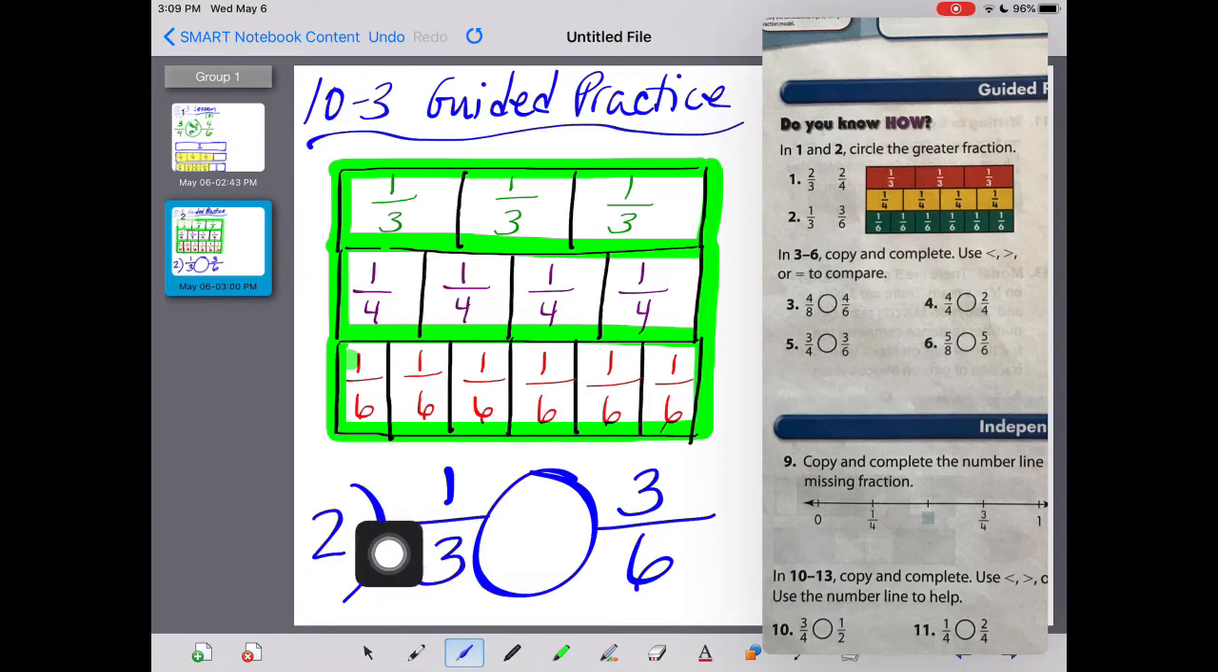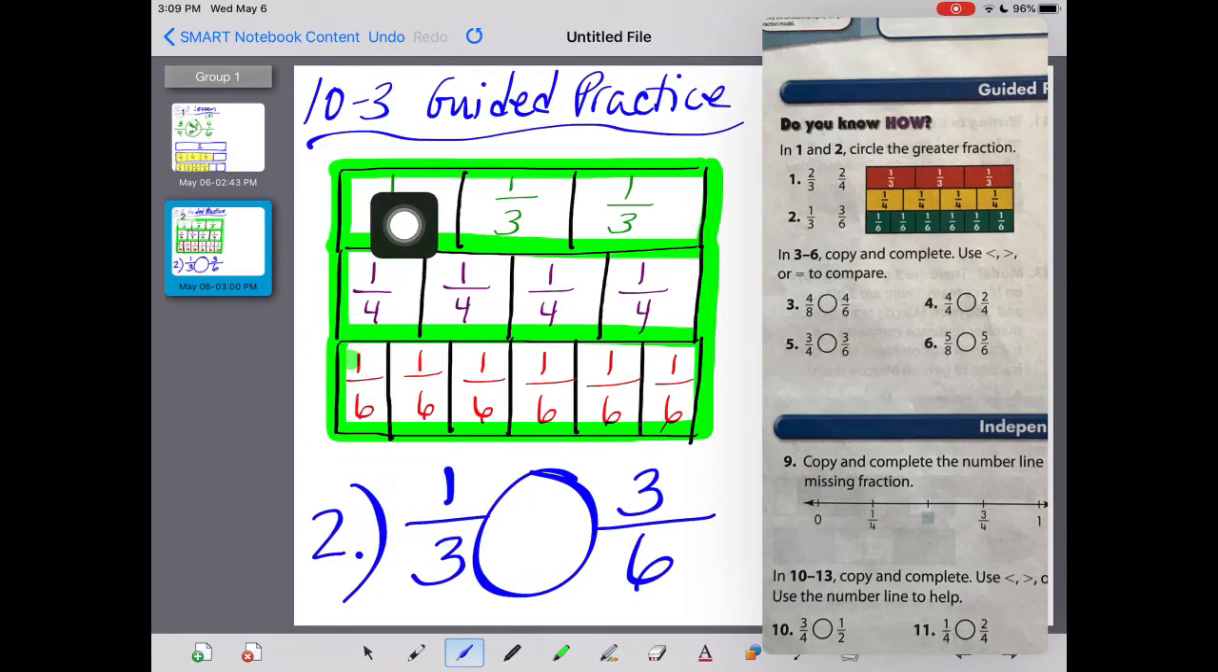Now let's look at the numerator. The numerator for this one says 1. So 1/3, or 1 out of 3. 1, right there, 1/3. Compared to 3/6. 3 of the 6. Here's a 6, 6, 6. There's 1, 2, 3, 6. So we're going to look at, is 1/3 greater than, less than, or equal to 3/6? Pause the video, come up with the answer, come on back.